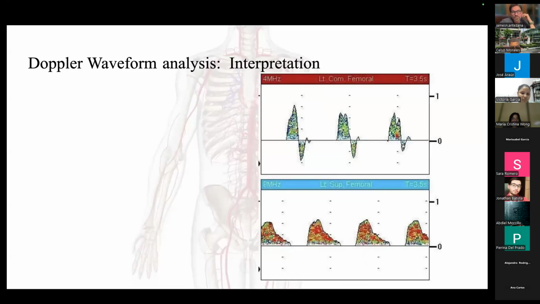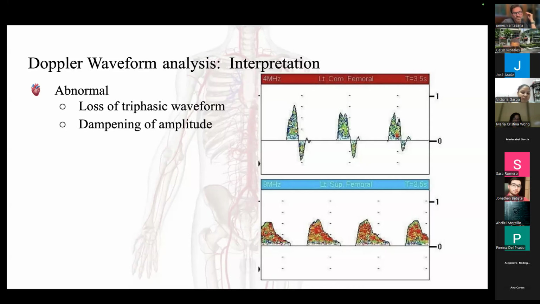When you look at an abnormal waveform, this is still normal in the left common femoral. But when you look at the left superficial femoral, you see a very interesting characteristic. This is a change. There's a decrease in amplitude. The upstroke exists, but then it's prolonged. There's a lot of spectral broadening here in the center of that waveform, and it doesn't go below the line. Okay, and so in this case, this is a monophasic waveform. Loss of triphasic waveform, dampening of amplitude, slow upstroke.